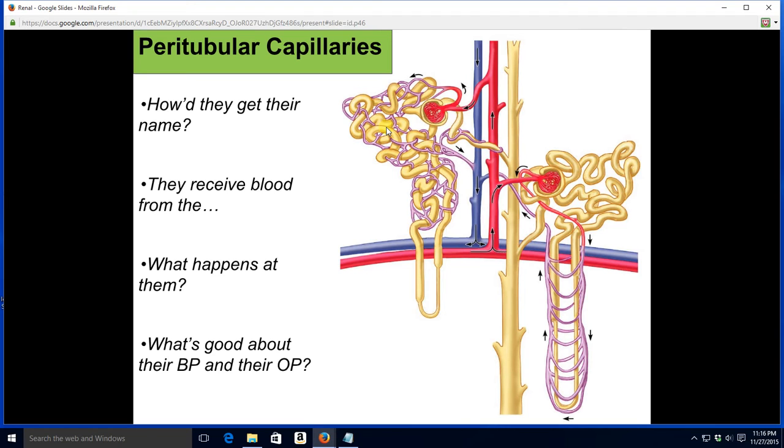The blood pressure in the peritubular capillaries is low. That makes it easier for water to go in. The osmotic pressure of the blood in the peritubular capillaries is high. That makes it easy for water to get sucked in.